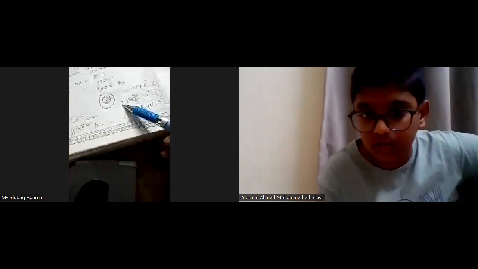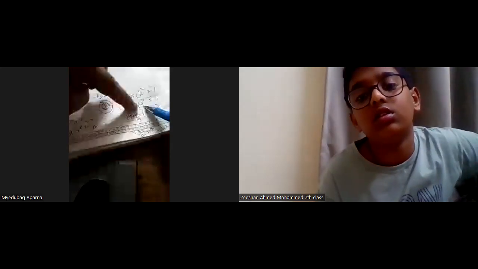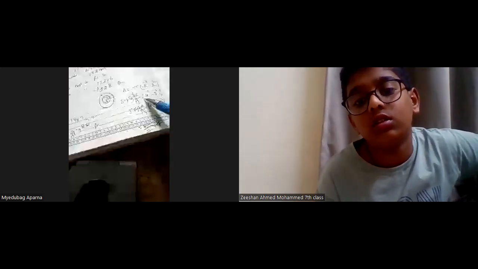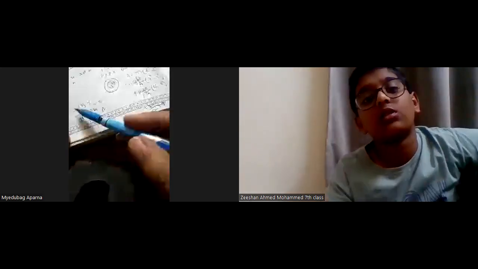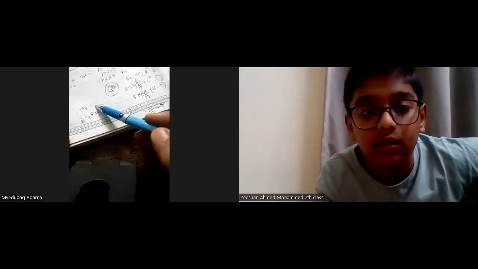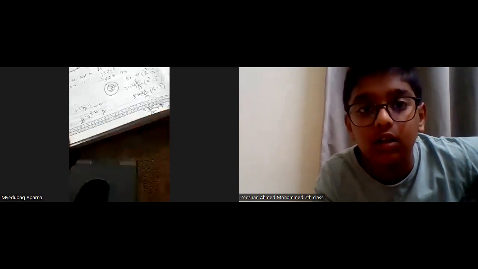So this is clear. Pi is 3.14, and this is 4. Don't write this. This is 4 square minus 3 square. 4 square means 16. 3 square means 9. So 16 minus 9 is 7, and this is 3.14. So this is 3.14 into 7. As you multiply, this is coming 21.98.